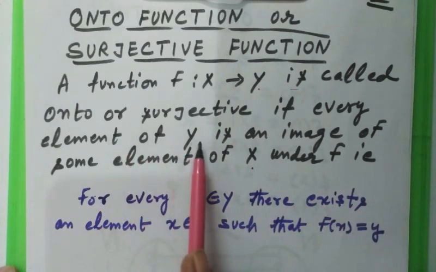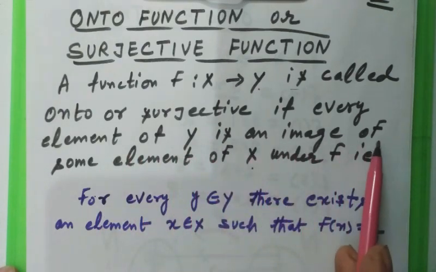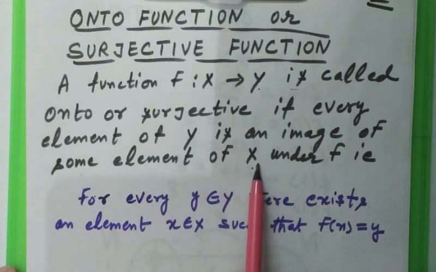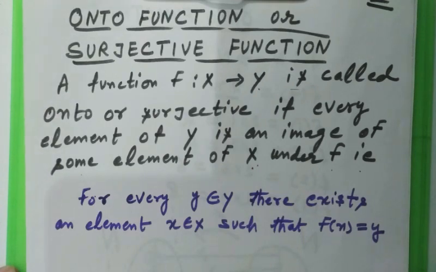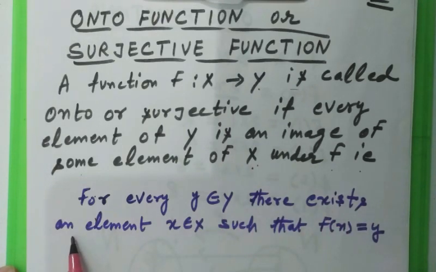Every element of the codomain set is an image of some element of the domain set under f, as we discussed right now in the example. Or alternatively, if for every y in Y, that means for every element y of the codomain set Y, there exists one element x of the domain set X such that f(x) is y.